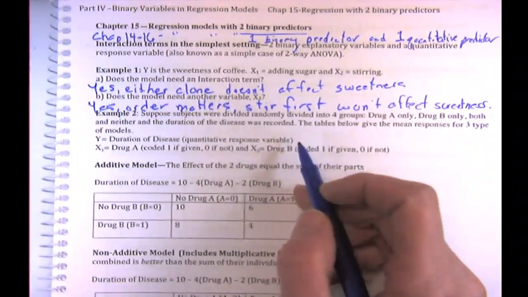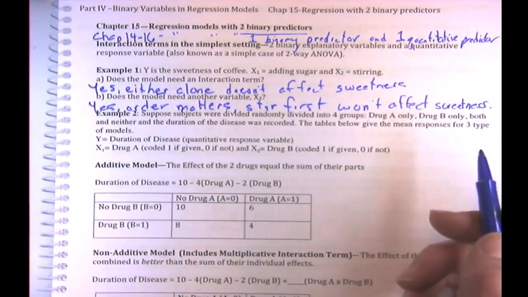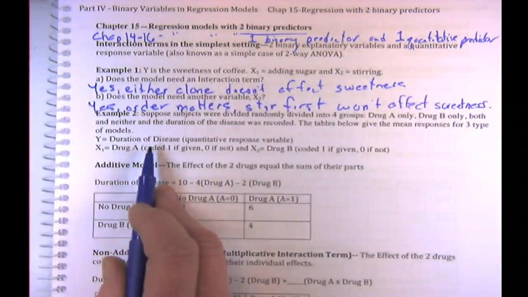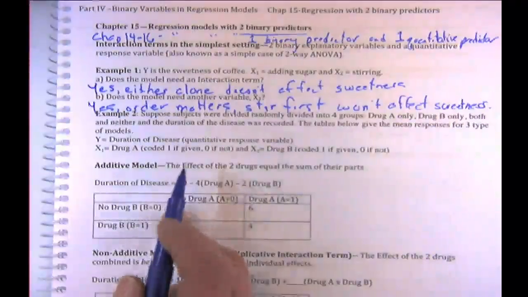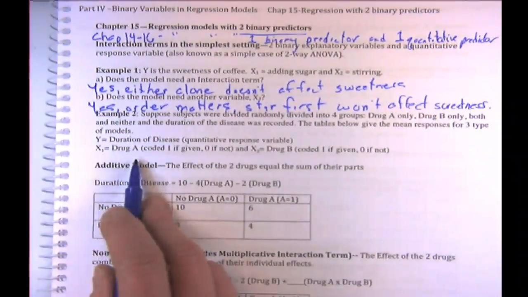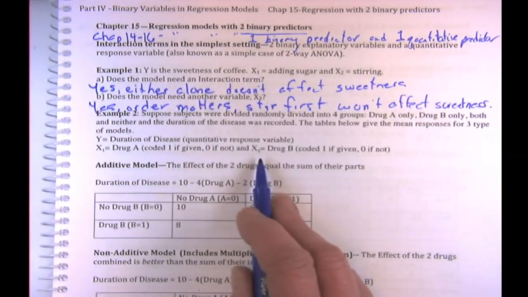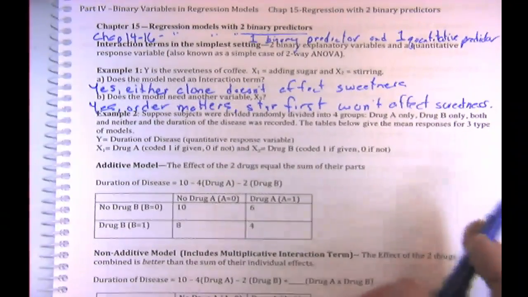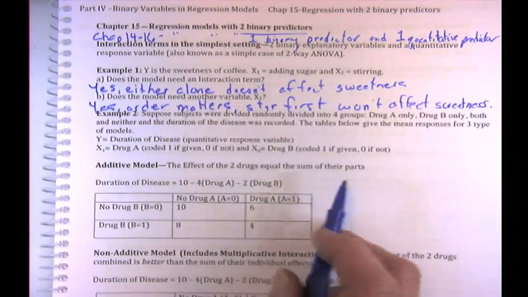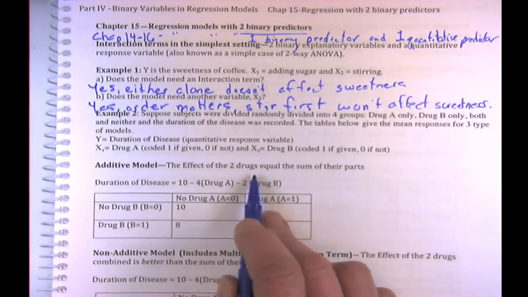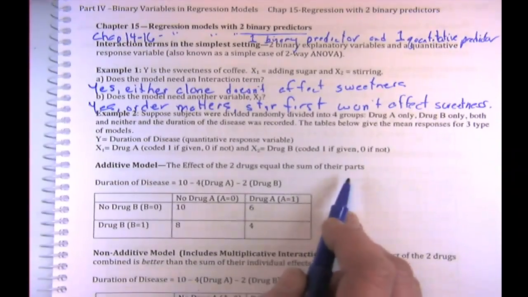And the duration of the disease was recorded. All right. So we have this quantitative variable, y, and we have 2 binary variables. You have drug A coded 1 if given, 0 if not, and drug B, x2, coded 1 if given, 0 if not. And let's say there's no interaction.